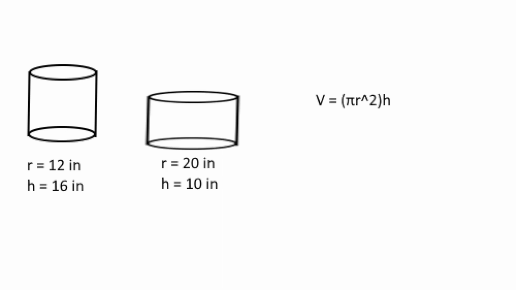So imagine you're at a fried chicken place, or even a yogurt place or an ice cream place, really anywhere with cylindrical bowls. And they have two options for the same price, right? One has a radius of 12 inches and is 16 inches tall, and another has a radius of 20 inches but is only 10 inches tall.